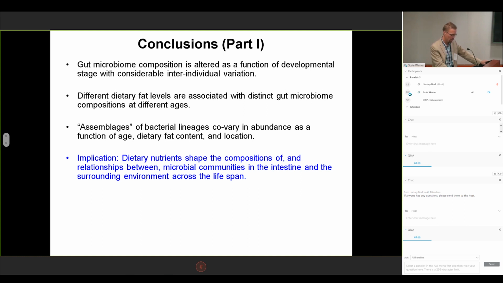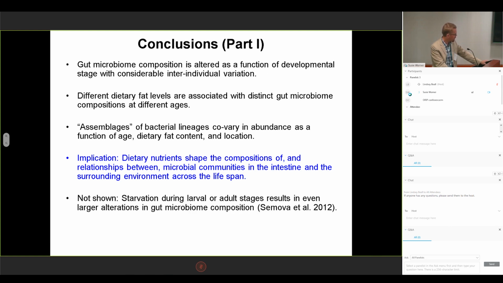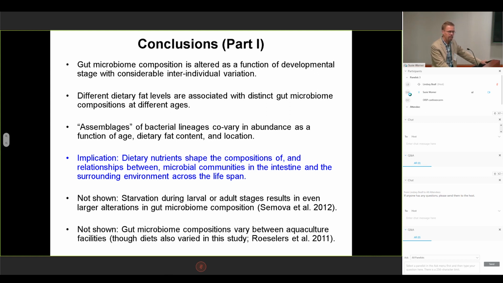Some other brief anecdotes, I don't have time to go through it, but we've also looked at the impact of starvation, which is obviously a much more severe nutritional manipulation, and it has a more significant effect on gut microbiome composition. And then we've also done one study in collaboration with Karen Gill and Brendan Bohannon at the University of Oregon to look at how the gut microbiome varies across facilities. And indeed, there are differences between facilities, as one may imagine. Unfortunately, in this study, we didn't control for diet, but those types of studies have been done.